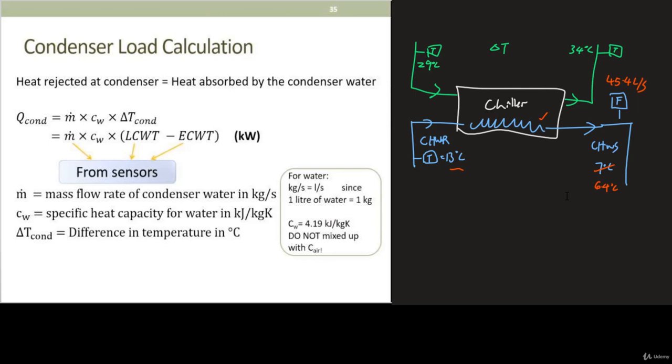And at the condenser water side, you will also have a flow meter. The flow meter, of course, will also tell you what is the flow rate at the condenser water. And with this value multiplied by delta T, multiplied by the same specific heat capacity, which is 4.19, you are able to get your condenser heat rejection, the amount of heat absorbed by the condenser. So similarly, let's look at one example.